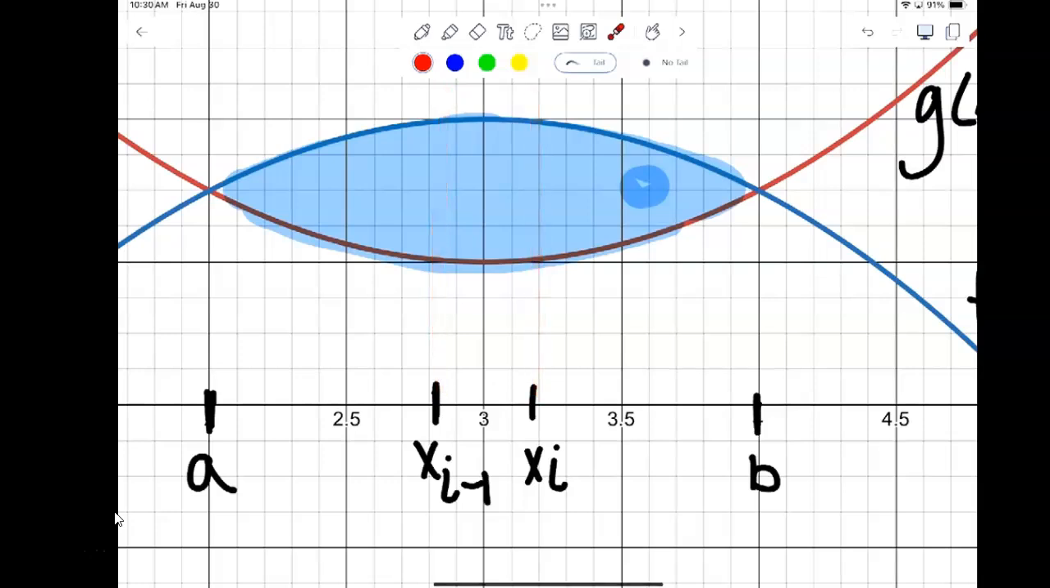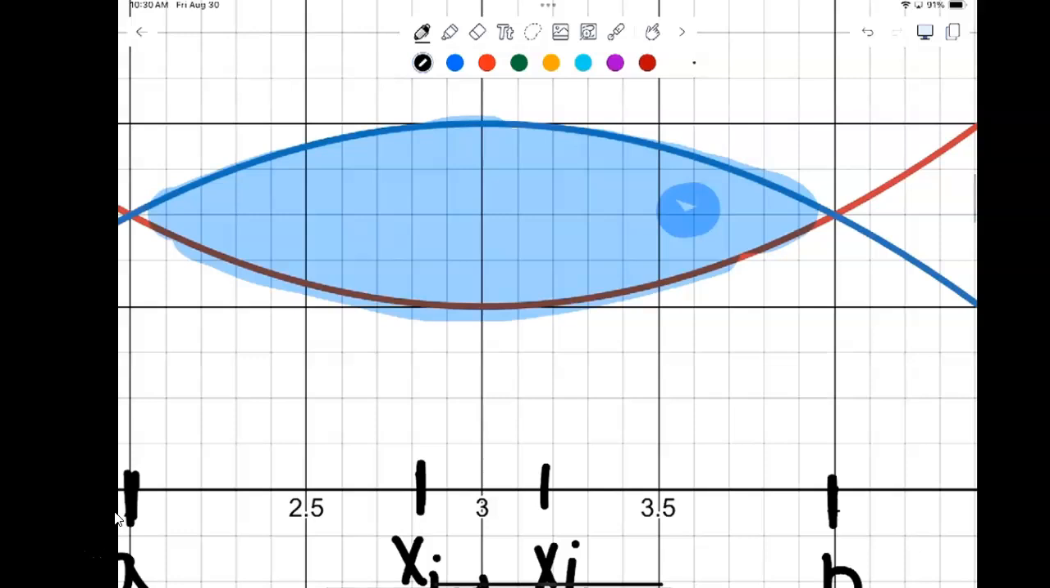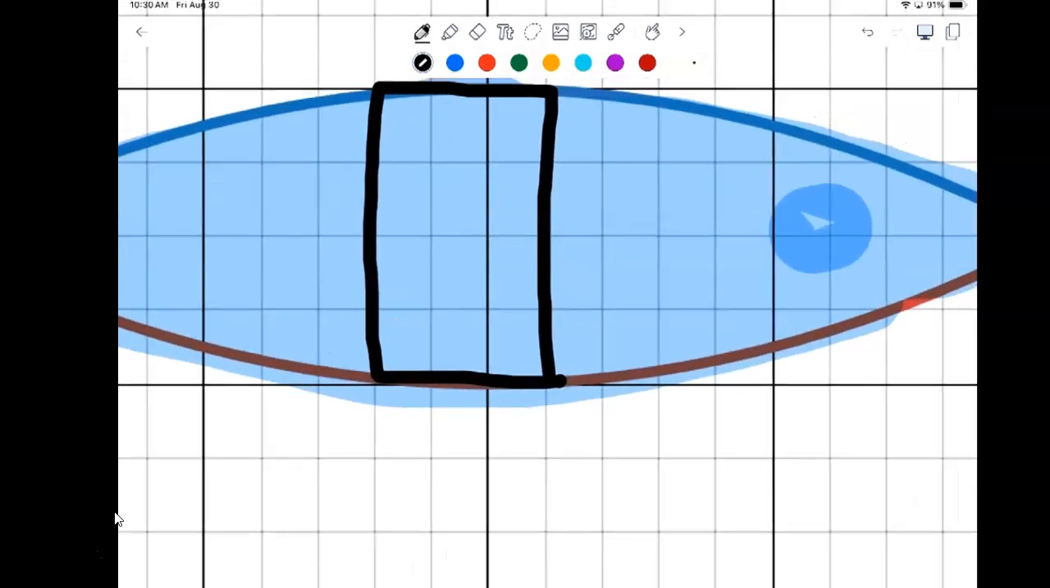So the idea is to use the same approach that we used when we were defining definite integrals. And that approach is, let's approximate the area here with a rectangle. That'll be our approximation step there, a sub i.